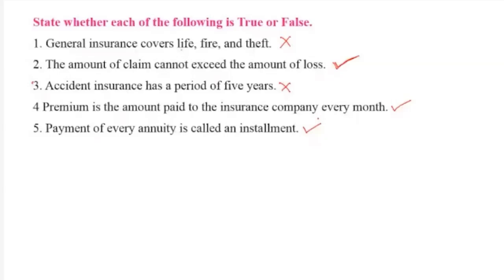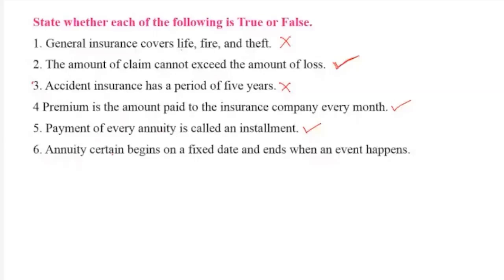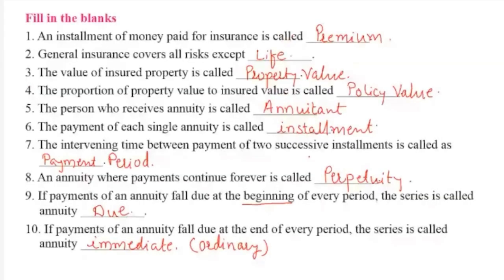True, right? Payment of every annuity is called an installment. True. Annuity certain begins on a fixed date and ends when an event happens. Fill in the blanks: immediate, or it can be ordinary, end of every period.